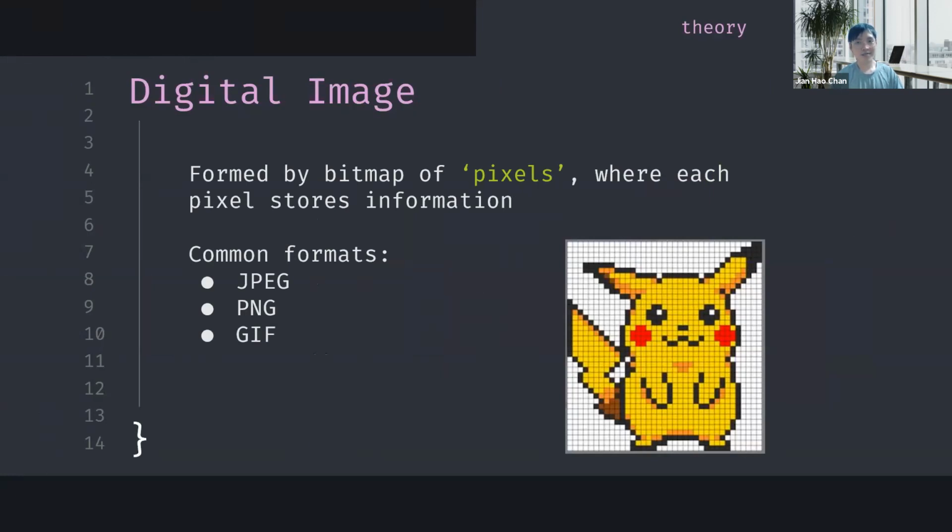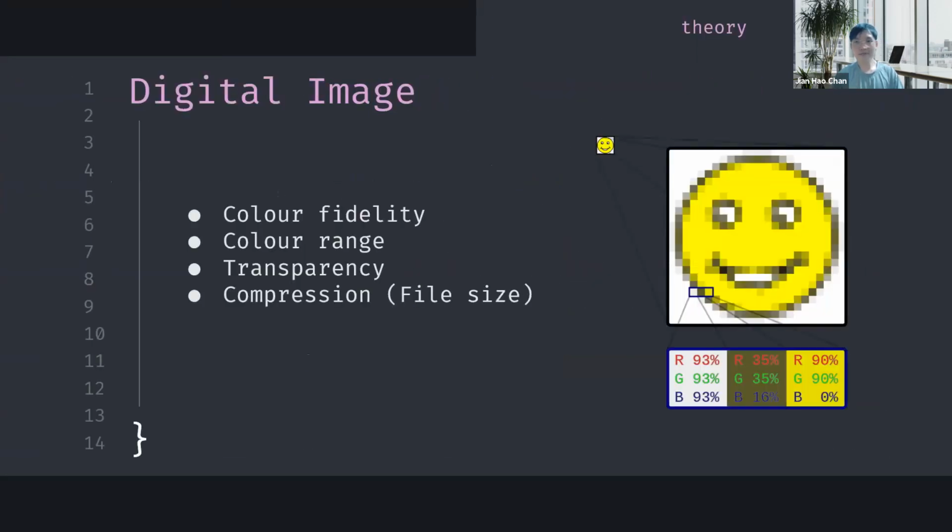Raster images basically use a bitmap method of representing pixels on a rectangle grid, like the Pikachu we have here on the slide. They may come in various formats, which I think many of us here would be familiar with, such as JPEG, PNG, and GIF. With some formats, there are different schemes which determine how information about the picture is represented in binary data. These format schemes could determine things like the fidelity of the colors represented, the color ranges, the transparency, as well as how information is arranged for file size optimization.